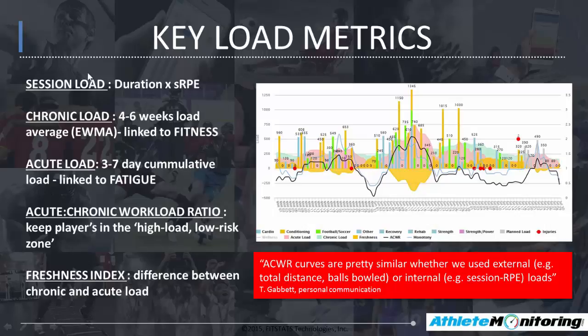So the first one is the session load. That's the main unit of training load. We use the session RPE here, so that's the duration in minutes times the global difficulty of the session perceived by the athlete. That's the base unit. Then from that, you can calculate chronic load, which is the 4 to 6 week load average, and that can change a little bit. And that's typically the kind of load, you see the blue on it here, that's exactly that, the chronic load. That's the link to fitness. The higher the chronic load the athlete is able to sustain, the higher his or her fitness level.